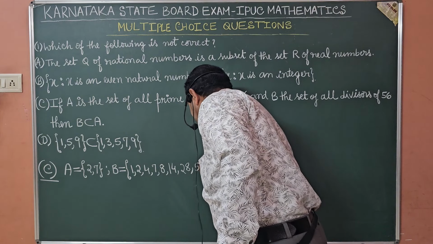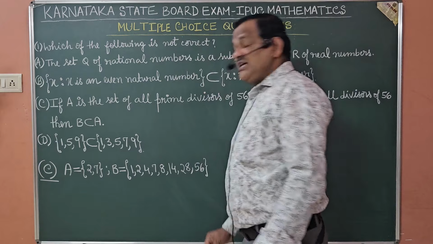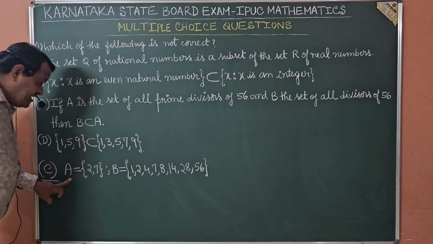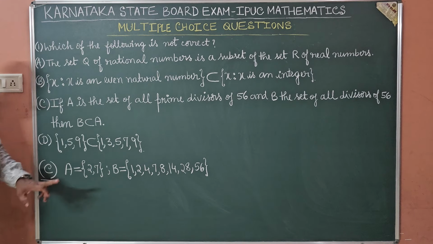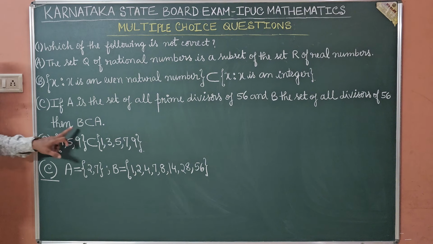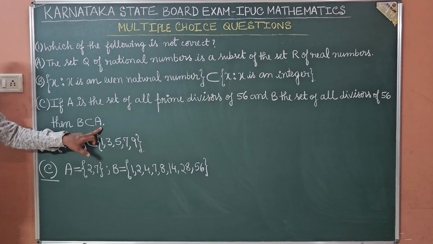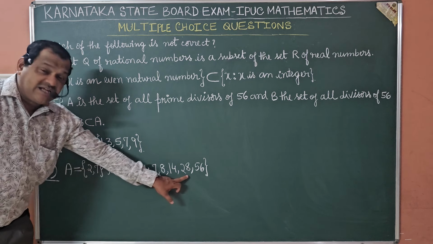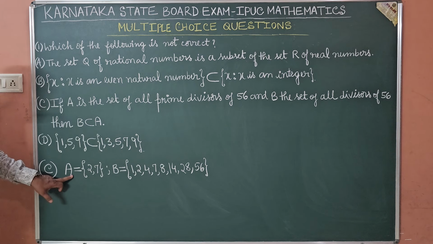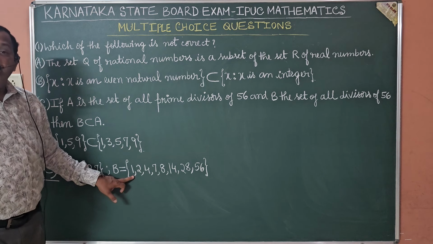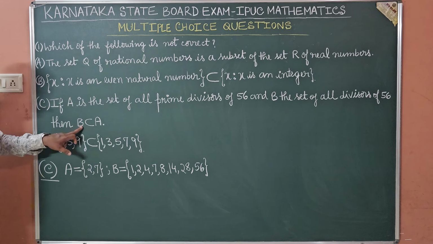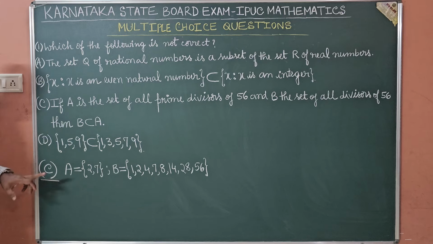Then the last number which has to divide 56 is 56 itself, and set A is smaller than set B. But in option C they have given that B is a subset of A, meaning all the elements present in B are present in A, which is not true. For example, 1 is present in B but not present in A, therefore B is not a subset of A, therefore statement C is incorrect.